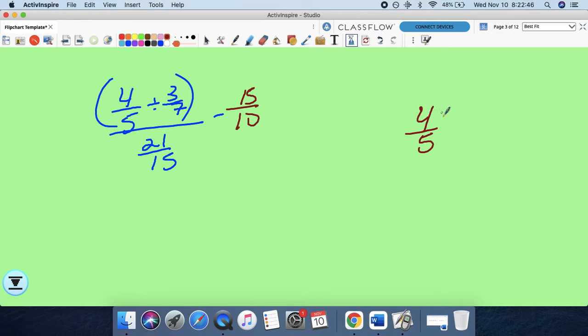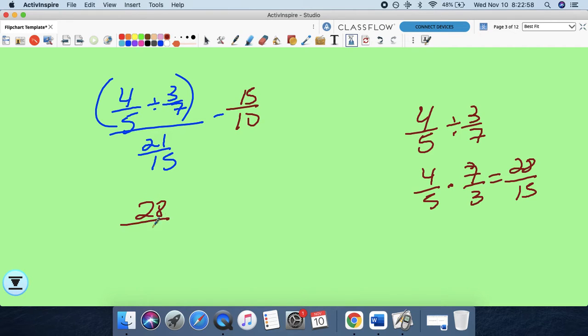Let me pull that 4/5 divided by 3/7. The same thing as 4/5 times 7 over 3. Nothing to simplify. We got 28 over 15. Okay, so we're going to leave that like that. So I'm going to write 28 over 15 over 21 over 15, right? And then we're going to subtract that by 15 over 10.